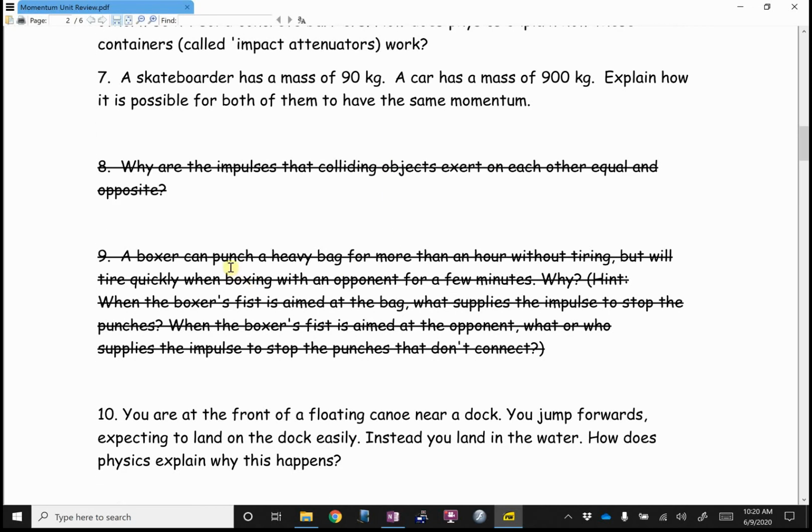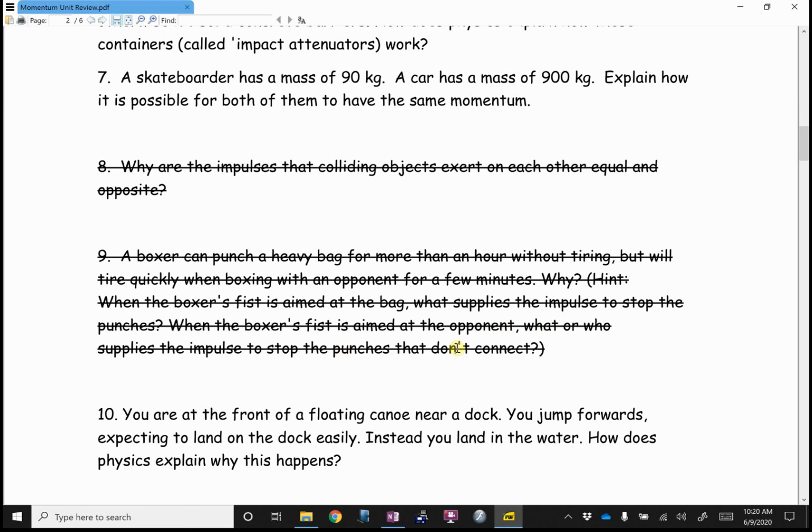A boxer, I skipped number 9 as well. A boxer can punch a heavy bag for more than an hour without tiring, but will tire quickly when boxing with an opponent for a few minutes. Why? Hint. When the boxer's fist is aimed at the bag, what supplies the impulse to stop the punches? The bag does. When the boxer's fist is aimed at the opponent, what or who supplies the impulse to stop the punches that don't connect?